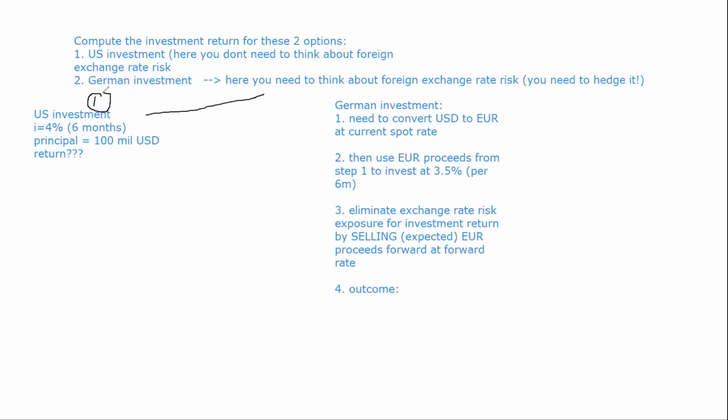Okay, thank you. So here I'm looking at two options. I could be investing in my domestic country, which is the US in this case. In the second option, I'll be investing in Germany. My task here is to see which one would yield me a higher investment return. On the left-hand side, I'm looking at the US investment. If I invest $100 million at the start for 6 months and the interest rate for 6 months is 4%, how much do I get at the end? After 6 months, how much do I expect to get?